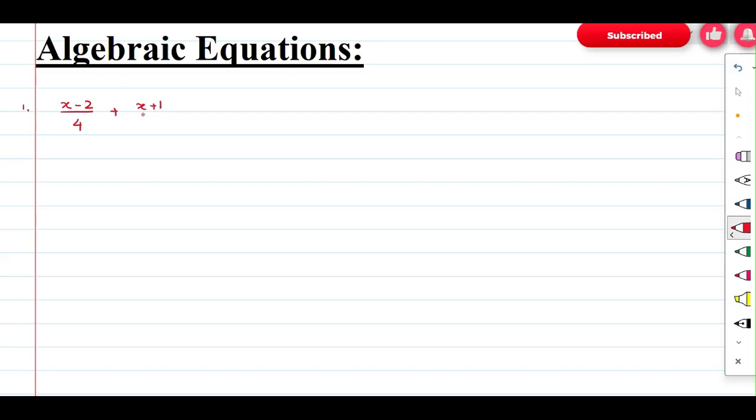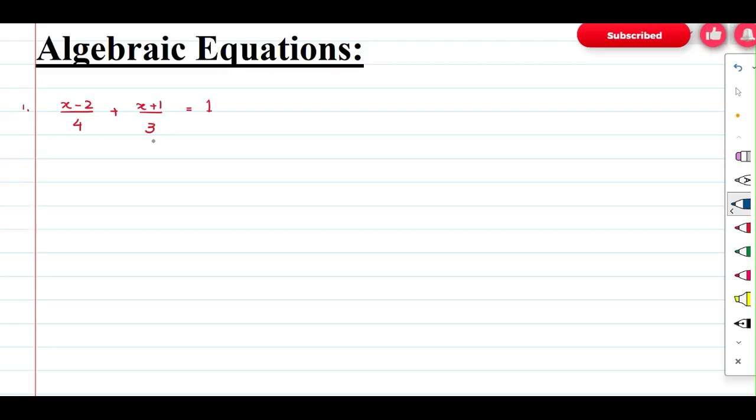(x + 1)/3 equals 1. This is the algebraic equation, not the algebraic expression, because if it is an expression, but if you involve equality, then you have an algebraic equation, right? So this is my algebraic equation. I have to solve for x, right? We need to solve this algebraic equation, right?